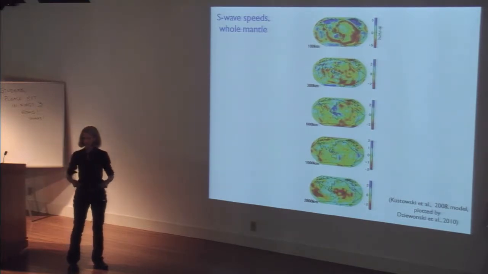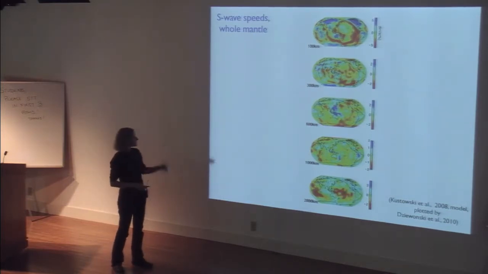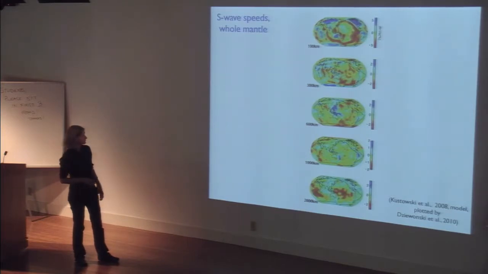I think that's good, right? That's exciting. So really, okay. And this is just an example of one model from Bogdan Kustowski. 100 kilometers, these are just slices through the mantle, 300, 600, 1,000, 2,800 kilometers right at the bottom of the mantle. Plotted again as deviations from an average at each depth.